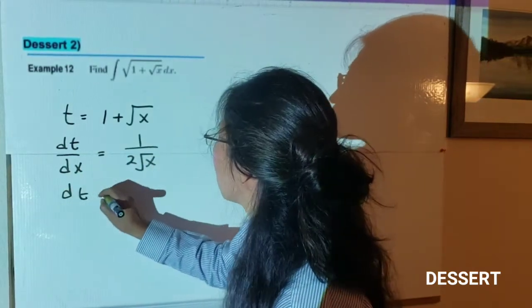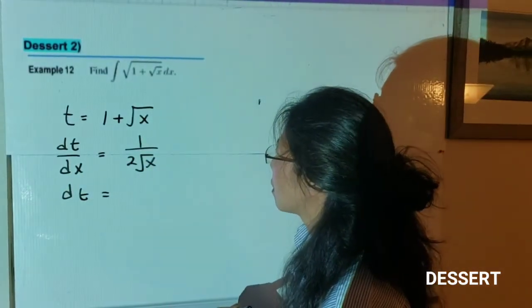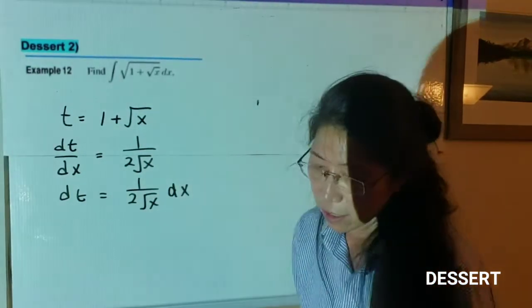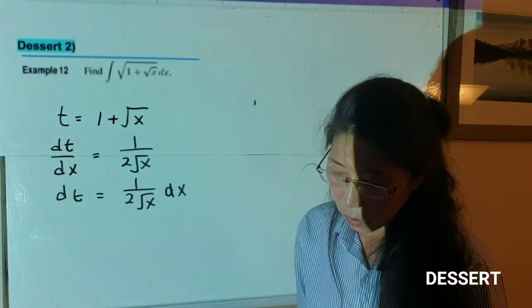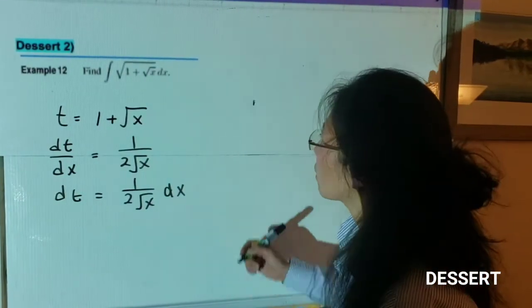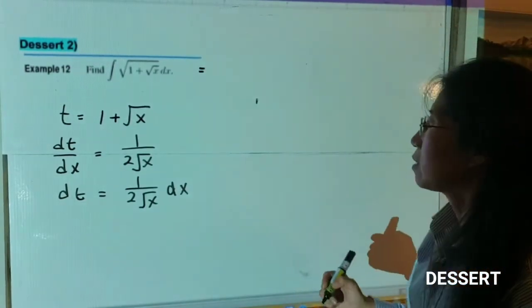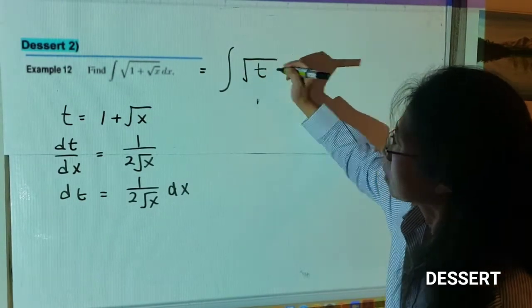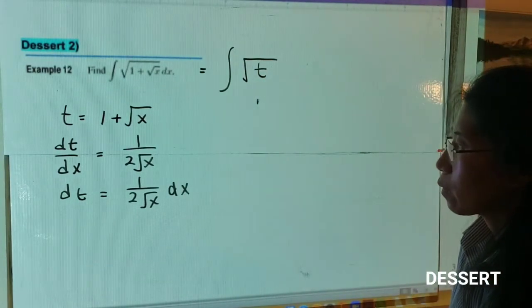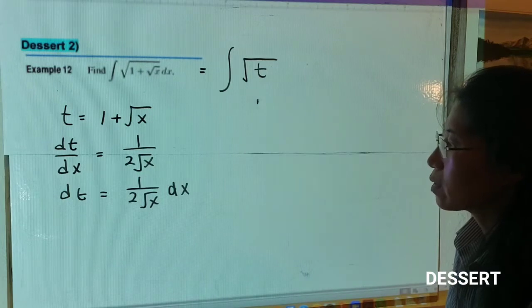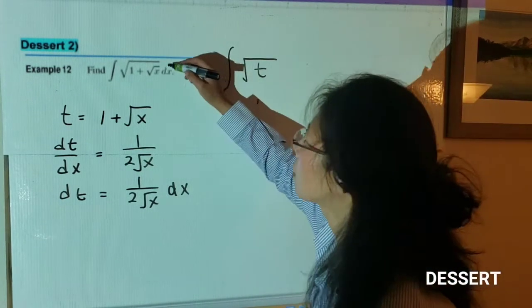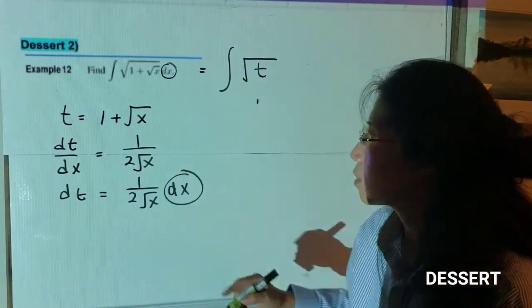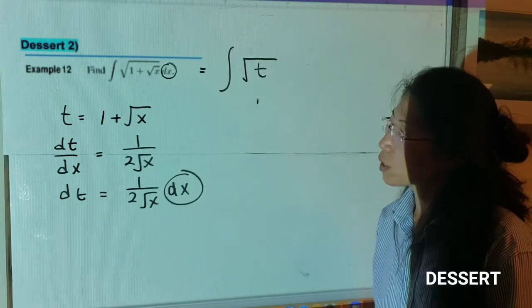So the dt is 1 over 2 square root of x and dx. Okay, let's look one by one at what is going on. So I'm going to rewrite this one and then see what is happening. So I see the integral of square root of t. However, when I look at this one, I see that my dx is right here and not helping much in here. So what should I do?